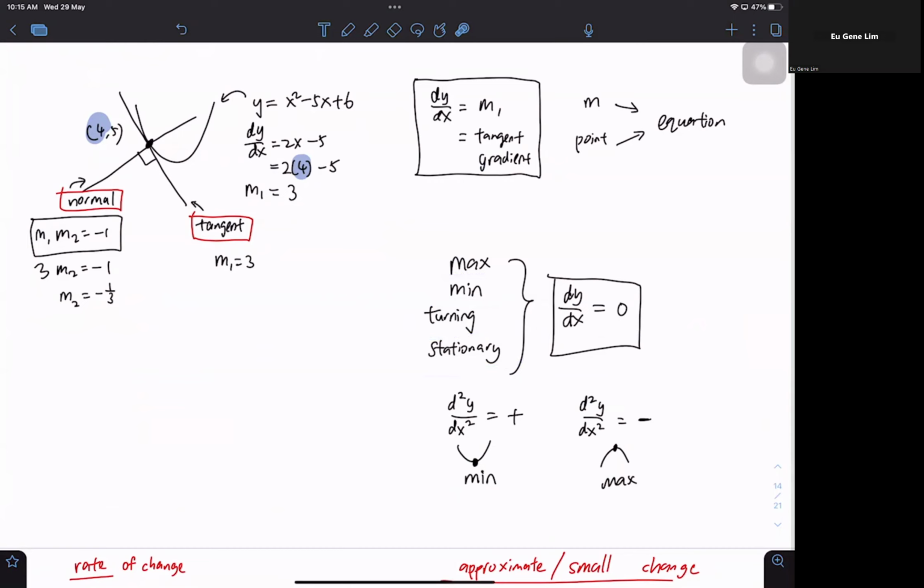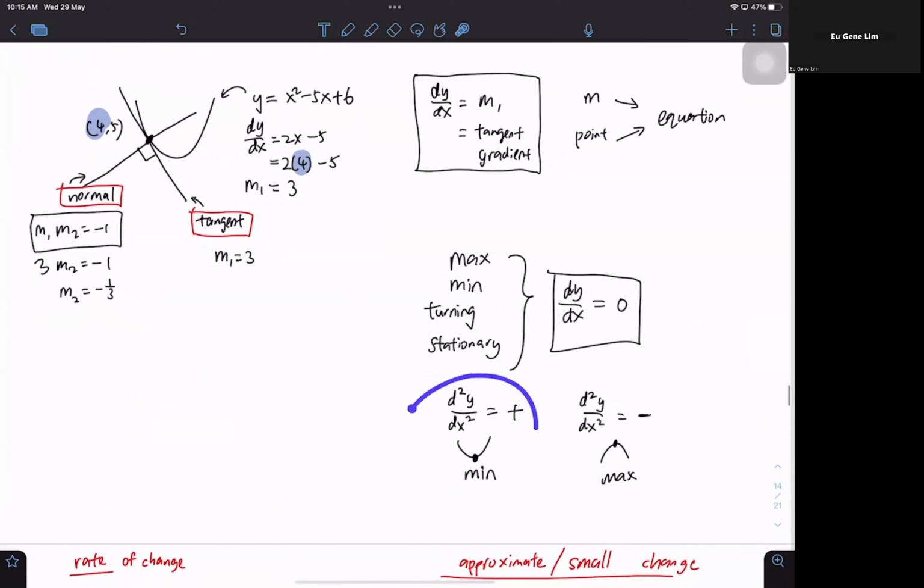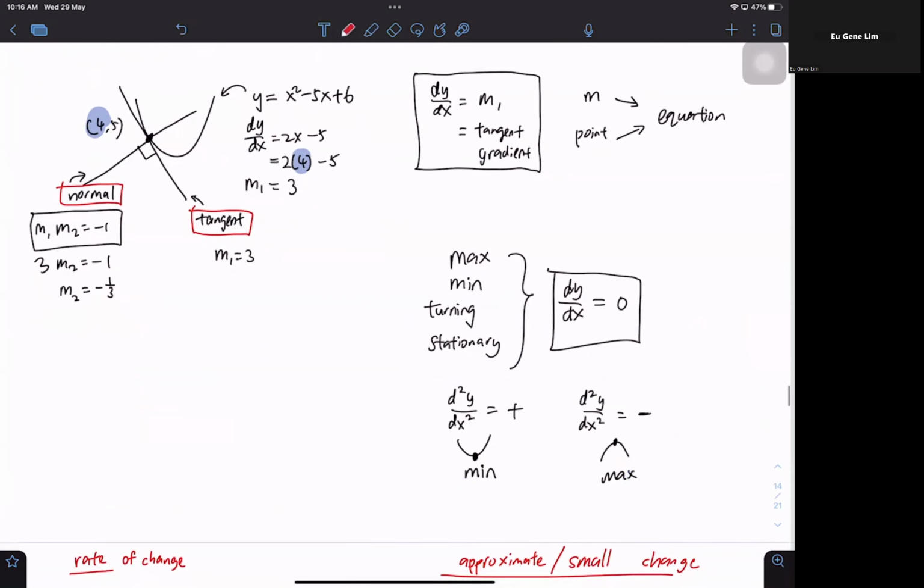Then next, this d²y/dx² is only to determine whether it is minimum or maximum. This one you write down. dy/dx equals 0 is to find the point. To find the minimum point, maximum point, turning point, stationary point, do dy/dx equals 0.